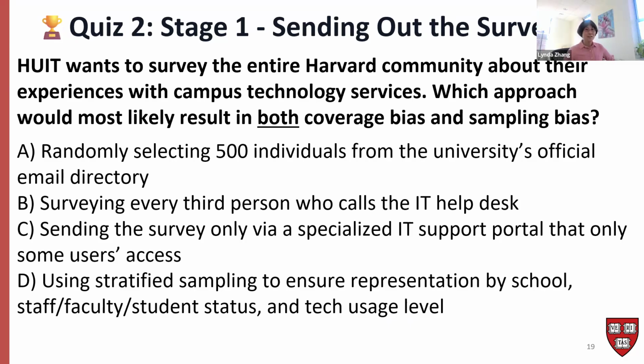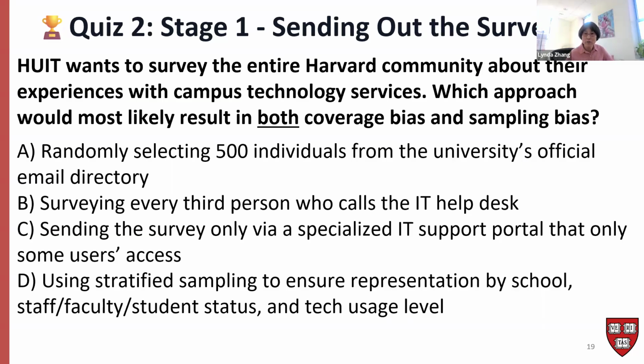Okay, now, so the correct answer is actually B. The reason is because first, it has coverage bias. Let me read the answer choice: surveying every third person who calls the IT desk. This one has coverage bias because anyone who never visits the help desk would not have a chance to be included in the survey. So that has coverage bias.